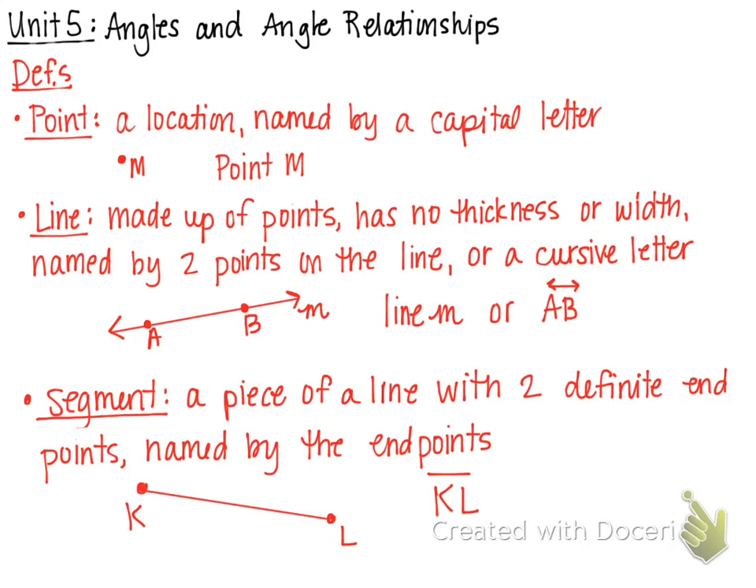So another way to label it is to write line and then lowercase cursive letter m, or whatever letter's next to it. The next thing we need to talk about is a segment. Now, a segment is just a piece of a line. It's got 2 definite endpoints, and we name it by the endpoints. So on this one, my 2 endpoints are K and L. So I literally write KL, but notice how this time I have a line above my K and L, but it does not have arrows because it has 2 definite endpoints. So that is point, line, and segment.